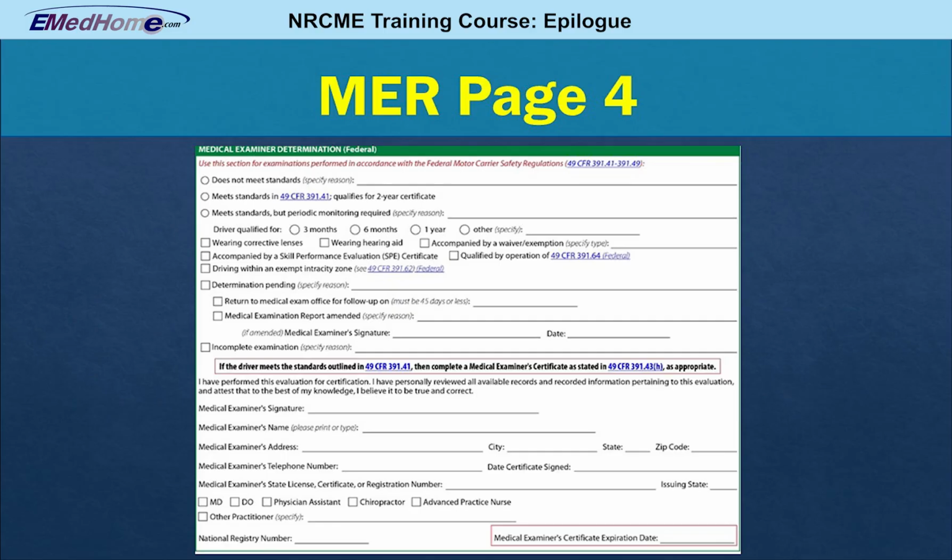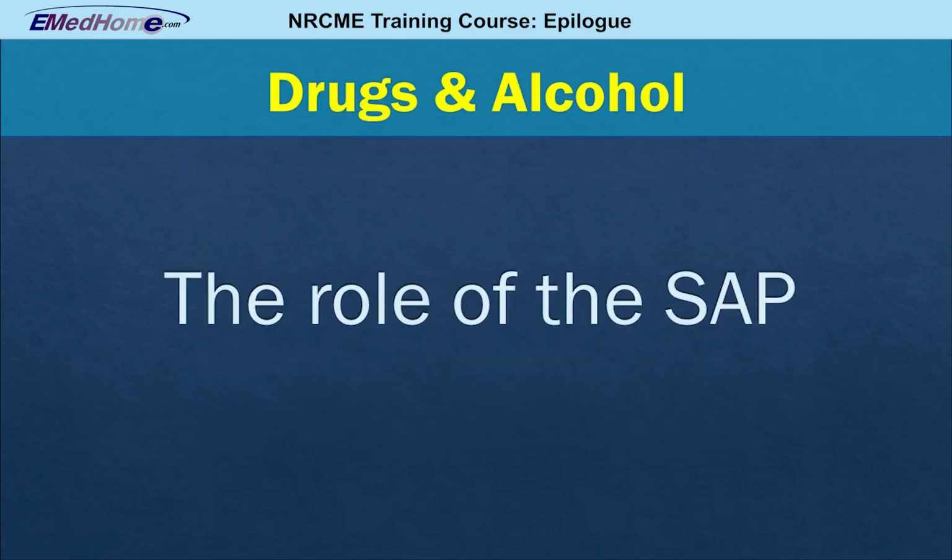Be very familiar with proper completion of the medical examination report form, Form MCSA 5875, especially page 4. It would probably be a good idea to fill out a page 4 on a hypothetical driver ahead of the exam. Know what to do when you suspect the driver is under the influence of drugs or alcohol. Call the FMCSA or the employer when you have reasonable suspicion. You should also know the role of the substance abuse professional, whose job it is to evaluate drivers who have violated the drug and alcohol regulations and provide a plan of care for reinstatement.